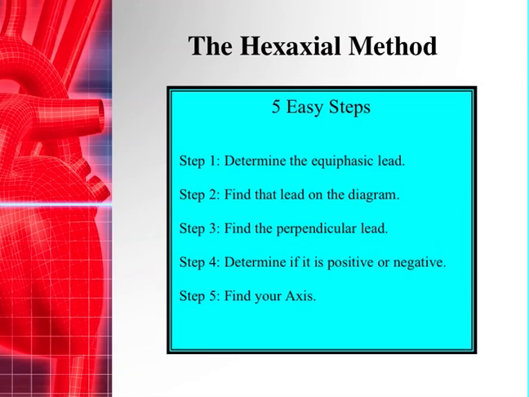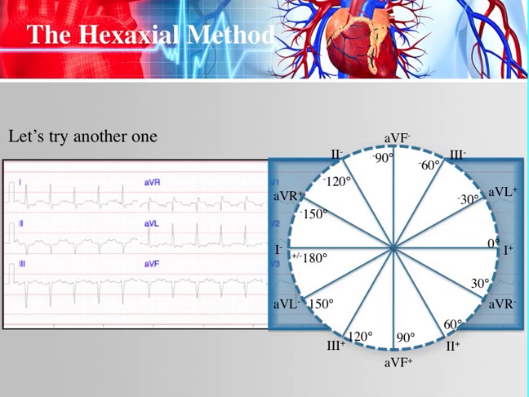So again, it's 5 easy steps. Determine the equiphasic lead, find that lead on the diagram, find whatever lead's perpendicular to the equiphasic lead, determine if the perpendicular lead is positive or negative, and then find your axis. Let's look at another one.